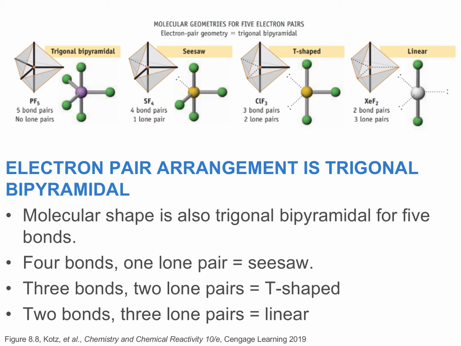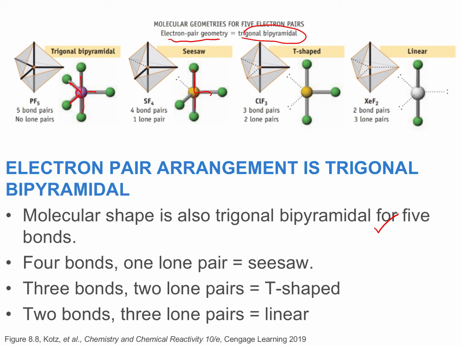All of these compounds right here have an electron pair arrangement, or electron pair geometry, that's trigonal bipyramidal. If we look at PF5, we have 1 phosphorus and 1, 2, 3, 4, 5 regions of electron density, or electron groups. So the molecular shape for PF5 is also trigonal bipyramidal. But what if we have SF4?